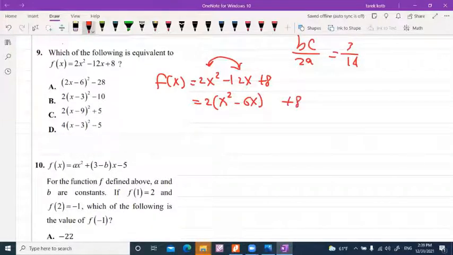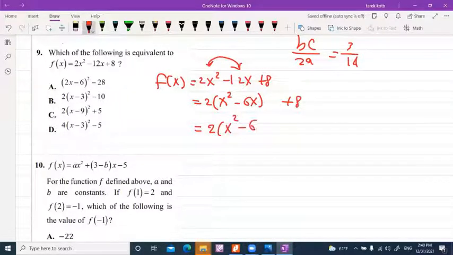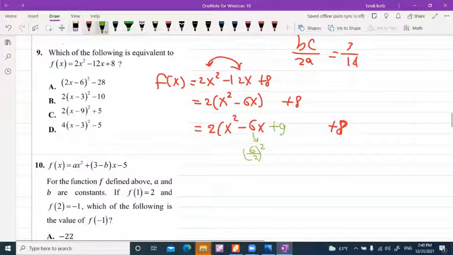And then I'll try to make this a perfect square. How? I have to get half of this number, which is 6 over 2, squared. It will be 3. 3 squared equals 9, plus 9. And then close this bracket. But I have to take away 9. But 9 times 2, which is 18. So minus 18.